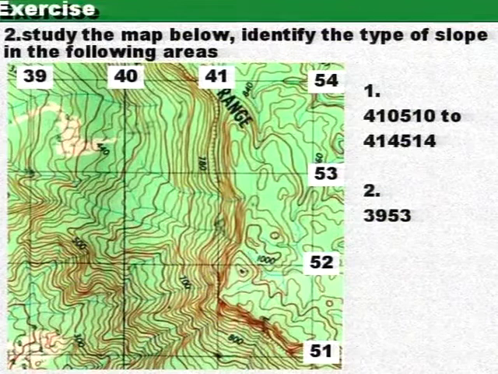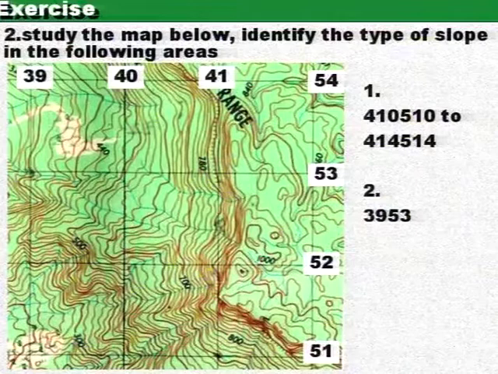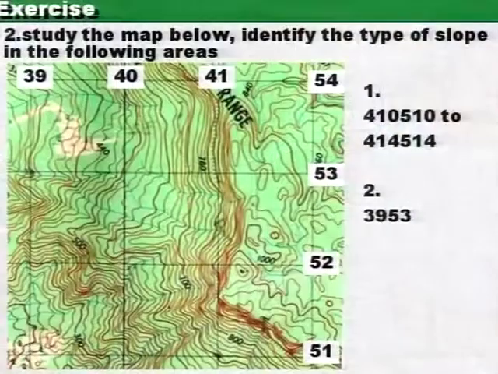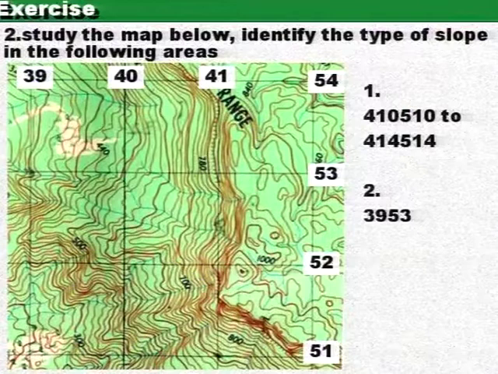Check properly. Are all the contours within that grid square of the same distance apart? No? Okay, Kathy, what is your answer then? Gentle slope. Okay, I will definitely agree with you on that also. Gentle slope, simply because the contours are not of the same distance apart.